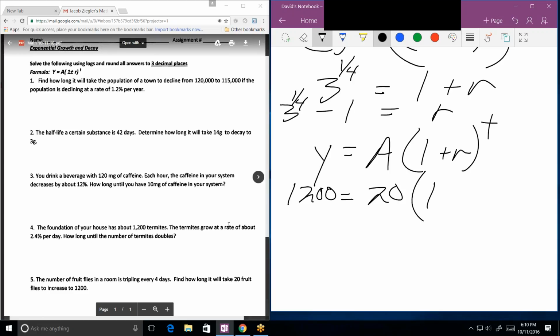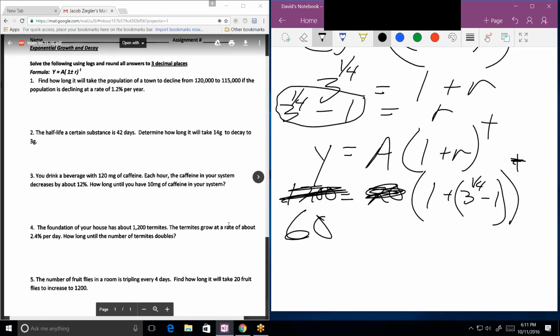Okay? And we know the rate. The rate is that number right there. So let's just write it like that. 3 to the 1/4 power, which is a number like 1.5, minus 1. The whole thing to the t power. Well, we only have one variable there, and it's t. So first thing I'm going to do is divide by 20. So I get 60 equals this mess. So now we have 60 equals all of that. You with me? Yep.